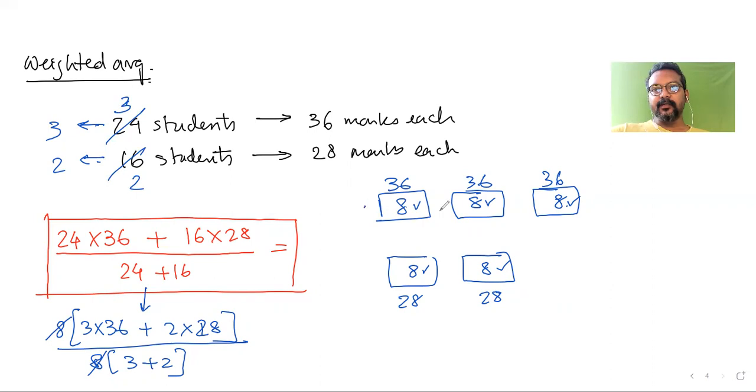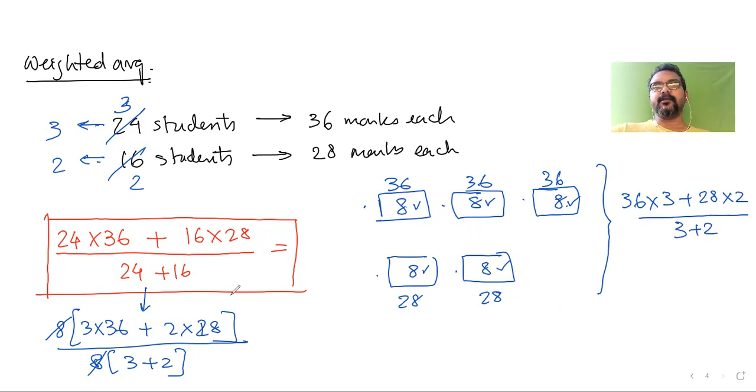So that's what I was showing here, that there are effectively 3 things here and 2 things here, whose average is 36 for the first class and 28 for the second. What is the average then for the whole thing? So it is simply 36 times 3, plus 28 times 2, upon 3 plus 2. Which is a much easier computation than the previous one.